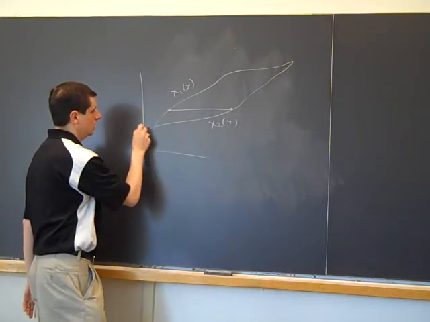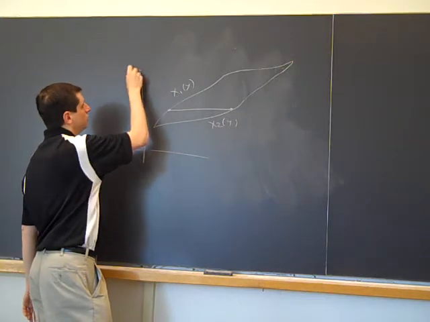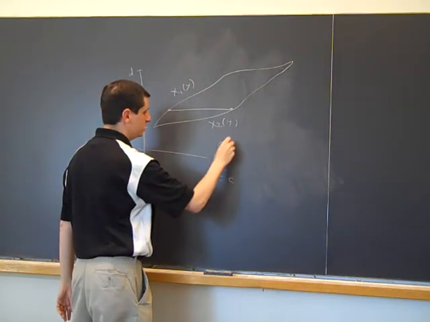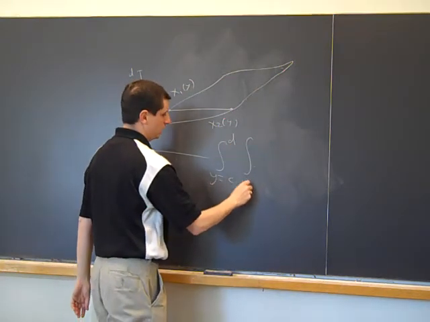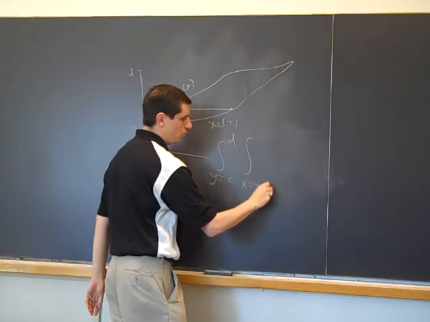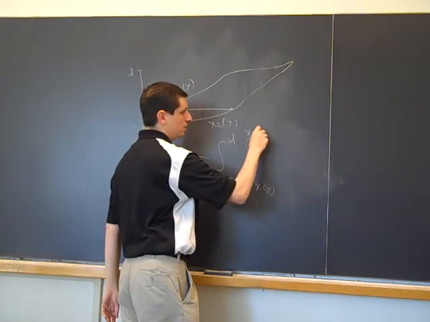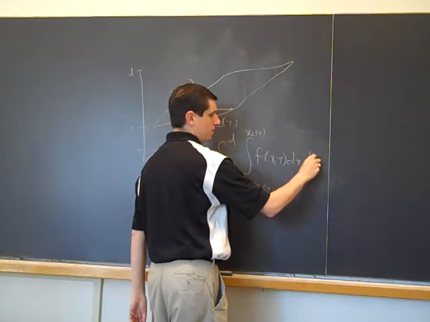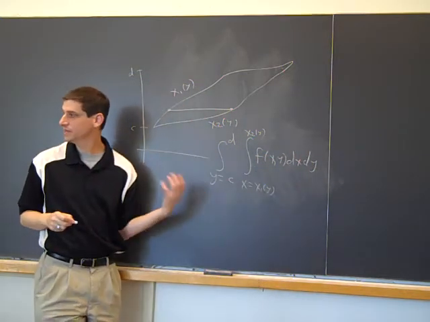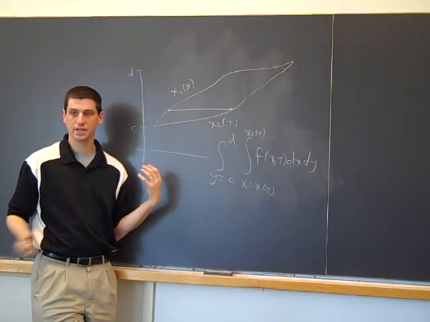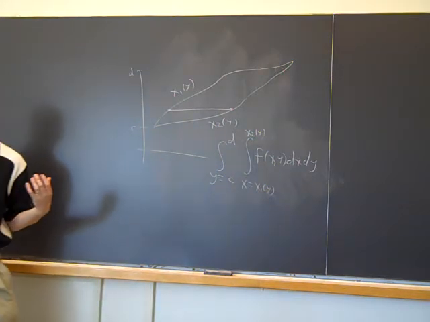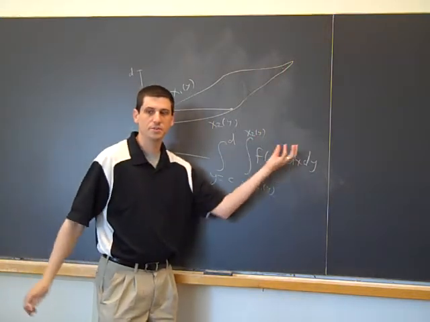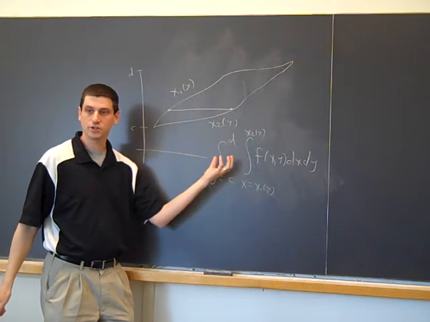So here, for instance, let's call this C and let's call this D. I could then write the integral y goes from C to D, integral x goes from x1 of y to x2 of y, f of x y dx dy. So the advantage of having simple regions like this is that it becomes very easy to just write down the integration.